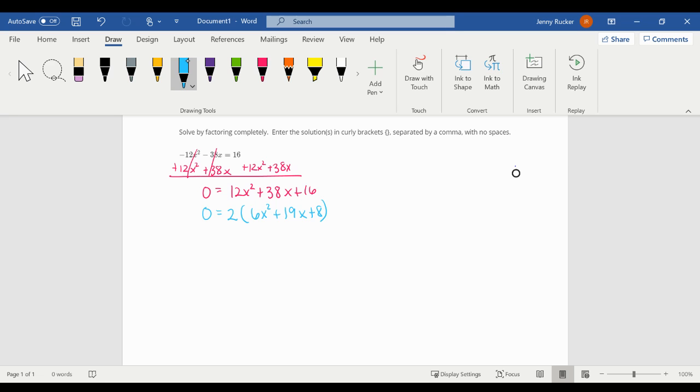Since my a value is 6 in this trinomial and my c value is 8, and 6 has the options of 1 and 6 or 2 and 3, and 8 has their options of 1 and 8 and 2 and 4, I think I'll choose to factor this one by grouping.